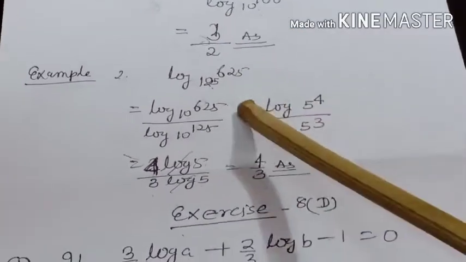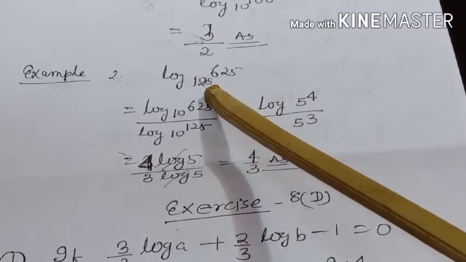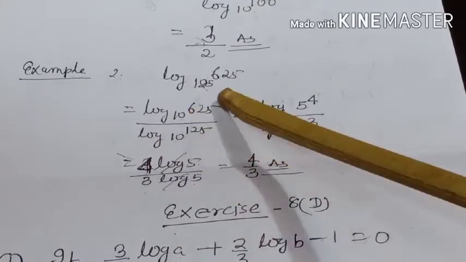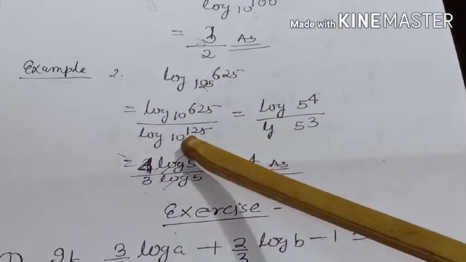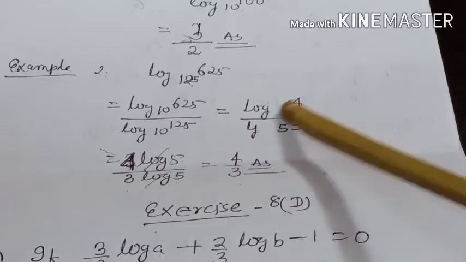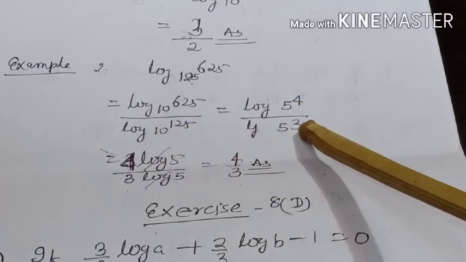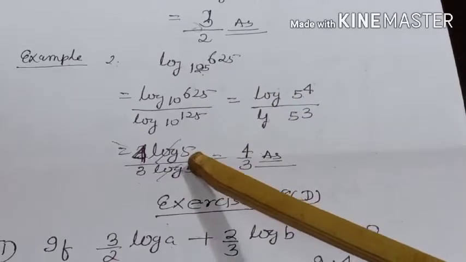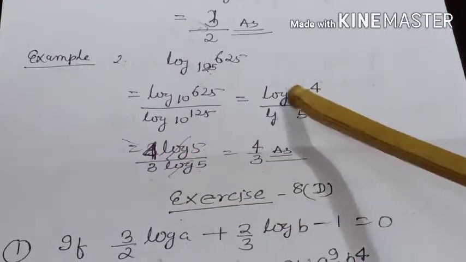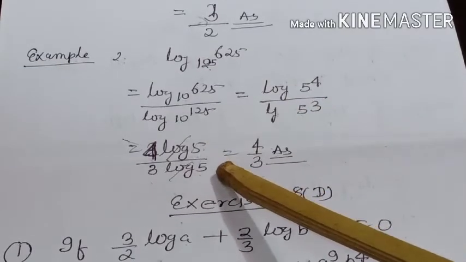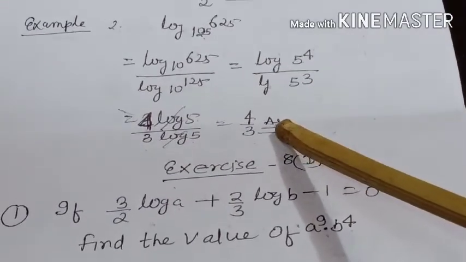One more example we'll see. Log 625 to the base 125 is there, so it can be represented as log 625 to the base 10 divided by log 125 to the base 10. And this 625 can be written as 5 to the power 4, and this 125 can be written as 5 to the power 3. This 4 is shifting here, this 3 is shifting here. So in the next stage, its structure will be 4 log 5, and this one will be 3 log 5. Log 5 and log 5 will cancel together. Your answer will be 4 by 3.